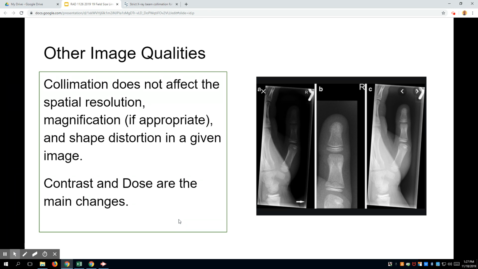There's no downside to collimation. A lot of things we talk about, one thing goes up, the other goes down, and there's some kind of trade-off. The only thing that can go wrong with collimation is if you cut anatomy that you shouldn't have cut by over-collimating. Let me tell you guys a quick story.